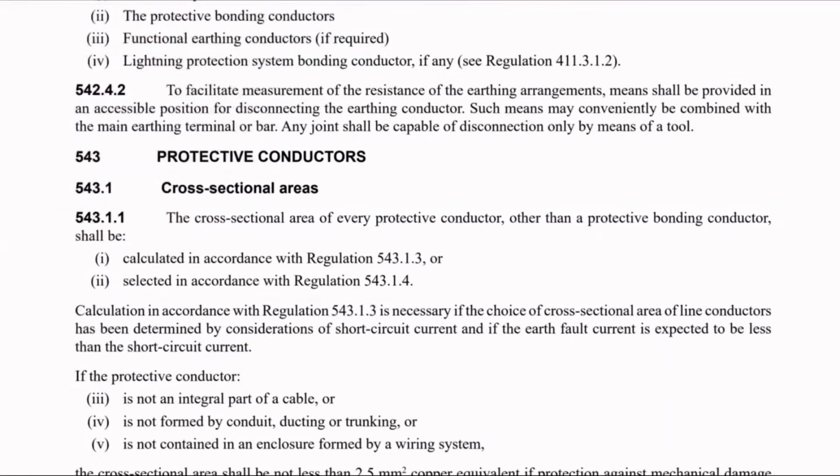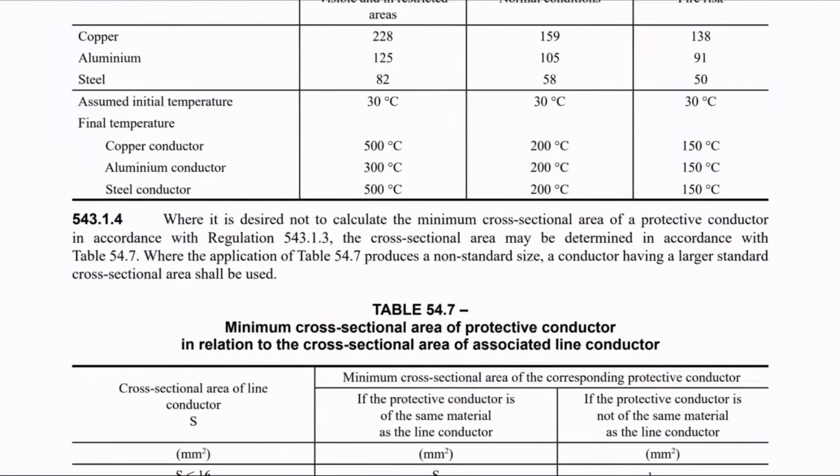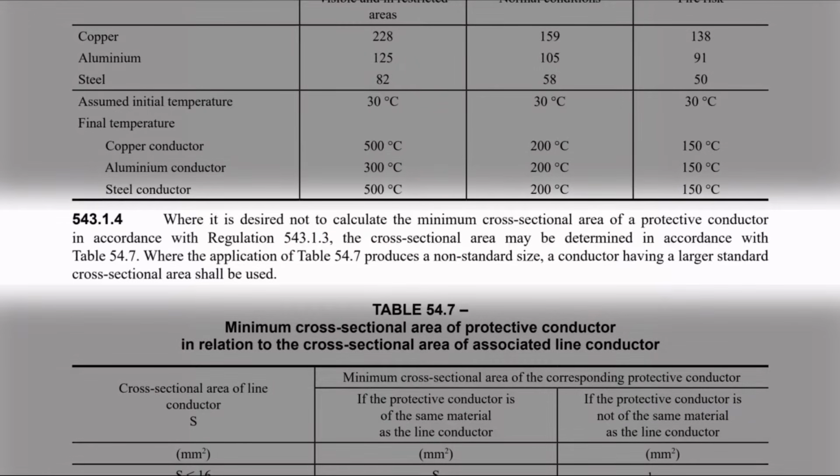The method in Regulation 543.1.4 is far easier to perform, so we'll check that out first. That regulation reads, where it is desired not to calculate the minimum cross-sectional area of a protective conductor in accordance with Regulation 543.1.3, and we're avoiding that for the time being because it's hard, cross-sectional area may be determined in accordance with Table 54.7, where the application of Table 54.7 produces a non-standard size, a conductor having a larger standard cross-sectional area shall be used.